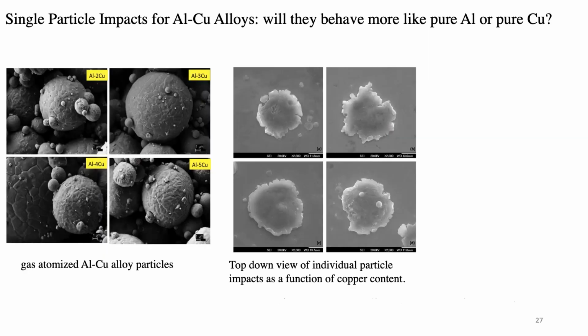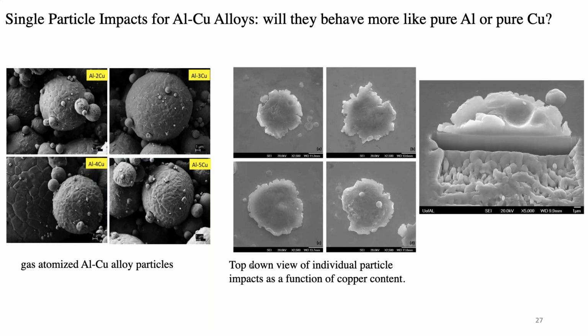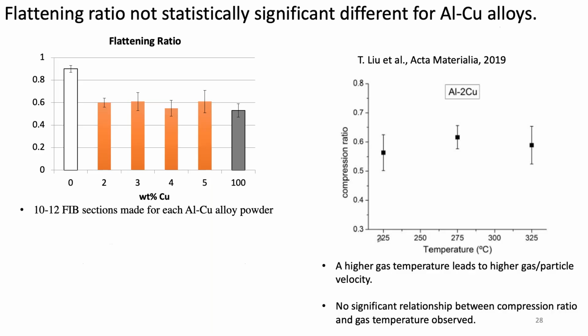So the question we had is, what happens if you're using an aluminum copper alloy? Is it more like pure aluminum? Is it more like pure copper? So we used a whole series of 2, 3, 4, 5 weight % copper samples, and we impacted them. This is looking down on individual impacts. This is using a focused ion beam to cut through one of them. You can see this bond line region right there. Immediately we see that it's not as flat as the pure aluminum, but it's not really indenting very much like the copper did. So that's an immediate takeaway.